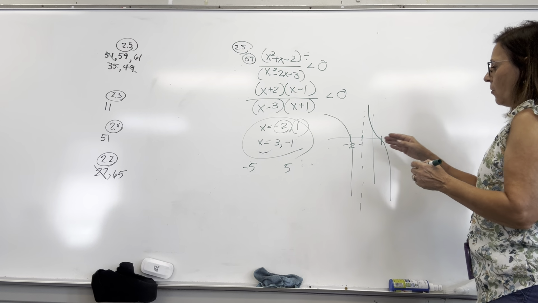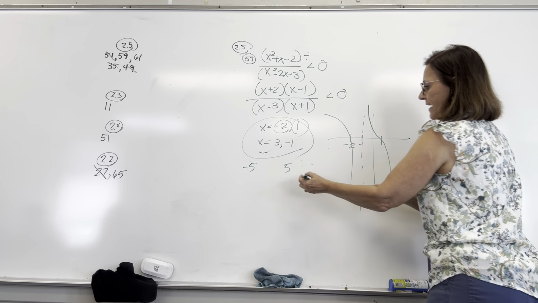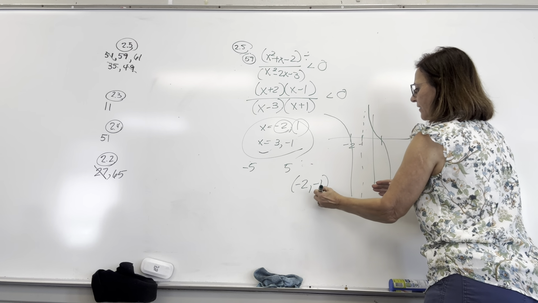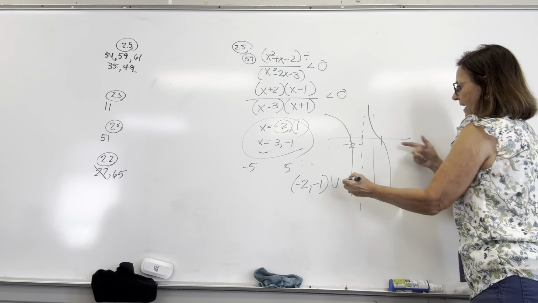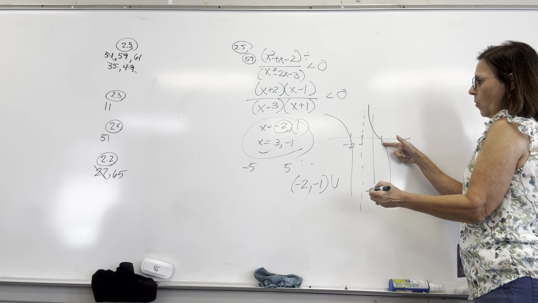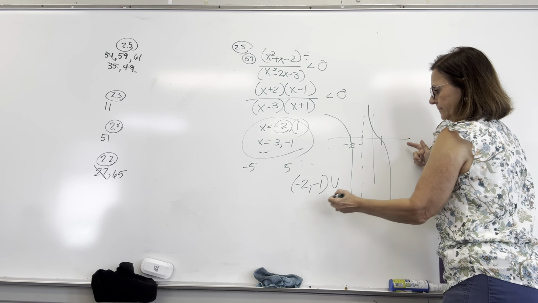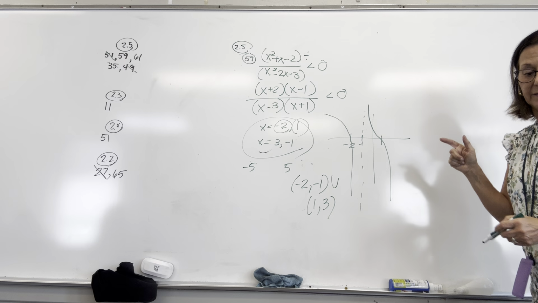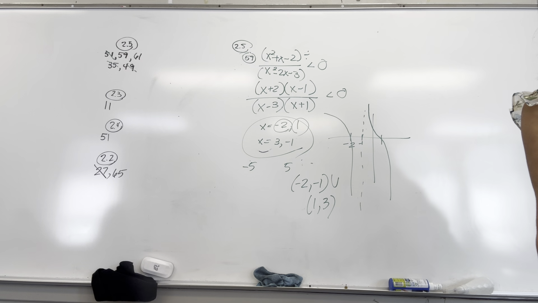Okay, so where's it below the x-axis? It's between negative 2 and negative 1, and from 1 to 3. Because at 3, it's undefined.